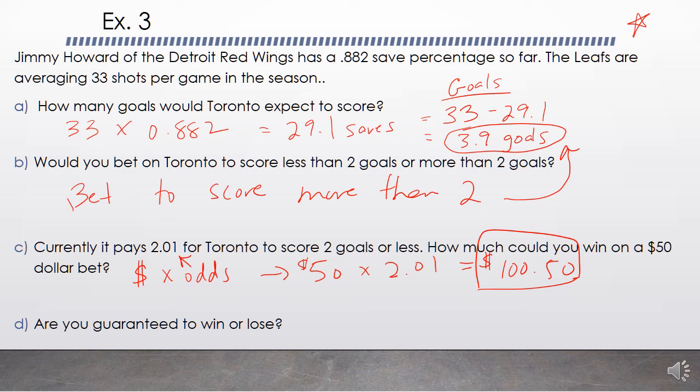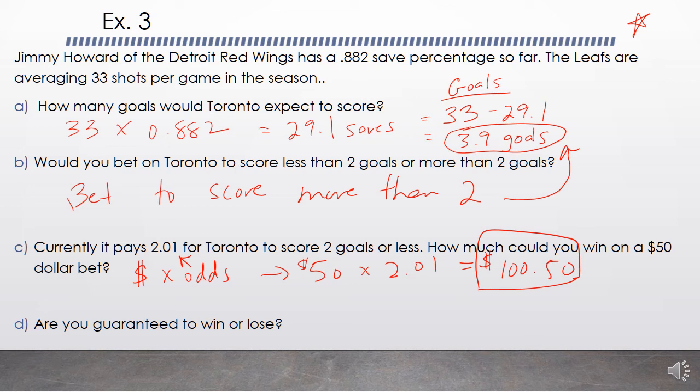We just calculated that the Leafs are expected to score almost 4 times. For them to score 2 or less, that would be unlucky. So maybe Jimmy Howard plays over his head, plays crazy, or the Leafs can't finish. Something like that. Who knows? Again, that's why they say play the games.